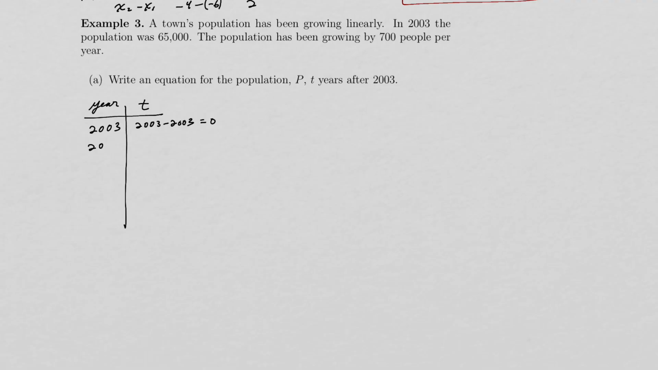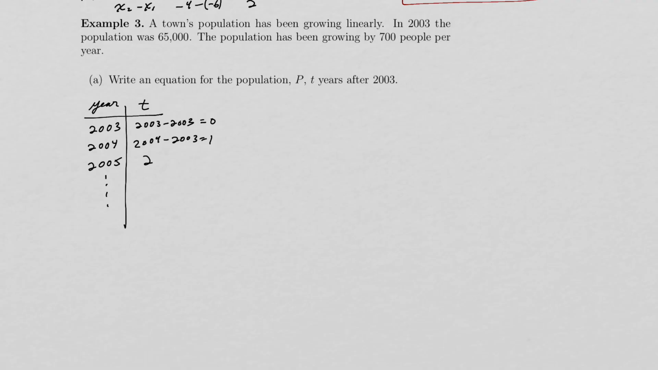If the year is 2004, then how many years is that after 2003? Well, it's 2004 minus 2003. That's equal to 1. So t is 1, right? 2005, you can see the pattern here. t is going to be 2. Okay, and so on.